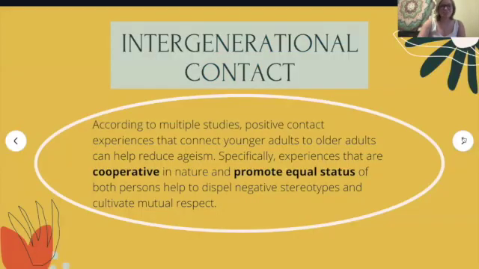The next intervention is something that I talked about a little bit earlier, intergenerational contact. According to multiple studies, positive contact experiences that connect younger adults to older adults can help reduce ageism. Specifically, experiences that are cooperative in nature and promote equal status of both persons help to dispel negative stereotypes and cultivate mutual respect. So these are really important because it's not just educating about how an older generation experiences things, but it's also facilitating these experiences with older generations that help to dispel some of the negative stereotypes that students might hold about older adults.